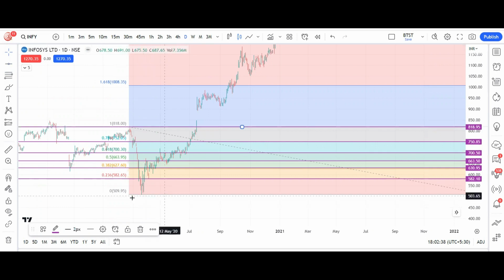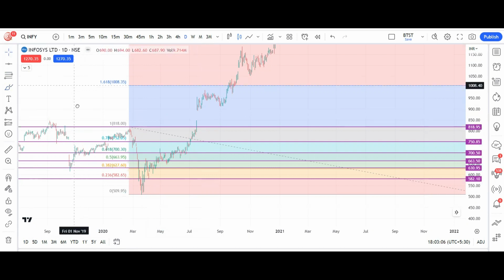100% level. Means the price actually went up by 23, then 38, then 50%, then 61.8, 78.6, and 100% retracement. Means price has come back exactly from where it was. So however much the fall was, it has retraced it back.